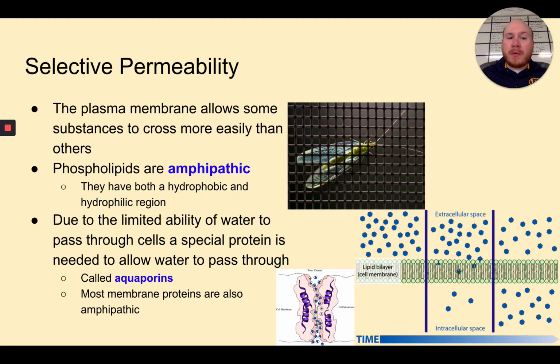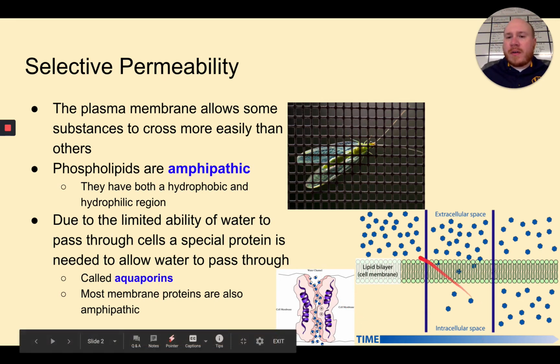Most membrane proteins are also going to be amphipathic, which means that they have both a hydrophobic and hydrophilic region, so that they can actually sit inside of the membrane itself. Because if they were one or the other, just hydrophobic or hydrophilic by themselves, they would either be pushed out or would never be able to get into or onto the membrane.